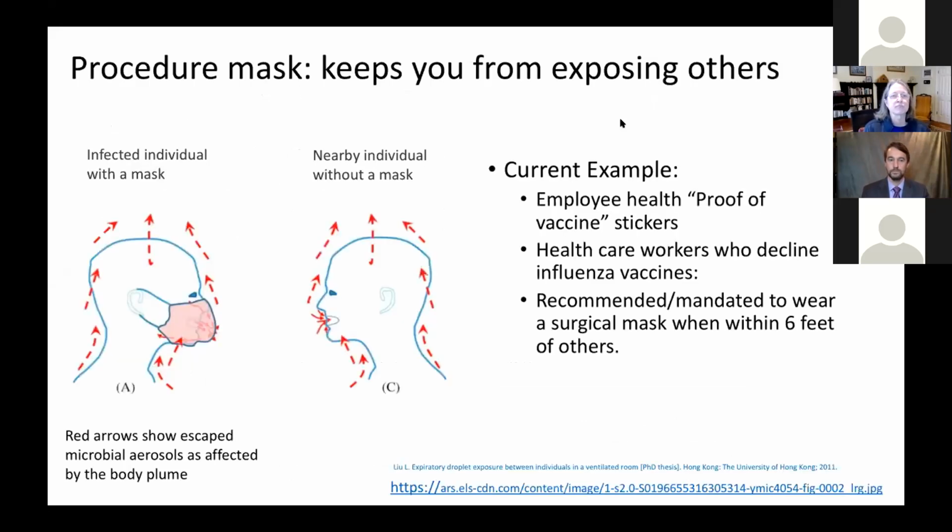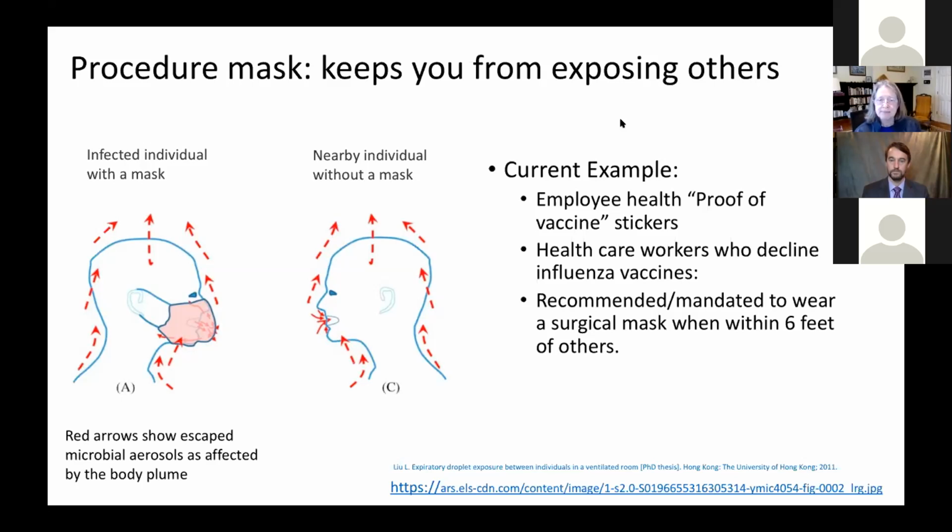Next. Okay, here are procedure masks or surgical masks. These have as their value keeping you, if you are infected, from exposing others. Or if you're doing a surgery, a surgical mask keeps you from having droplets from your mouth landing in the surgical field. So on the left here, you have an infected individual who has a mask, and you can see how their viral particles are landing on the inside of the mask, and the leakage that does occur because these masks are not sealed, they get entrained in the plume and then they go up like this. And so a nearby individual without a mask will not be exposed.